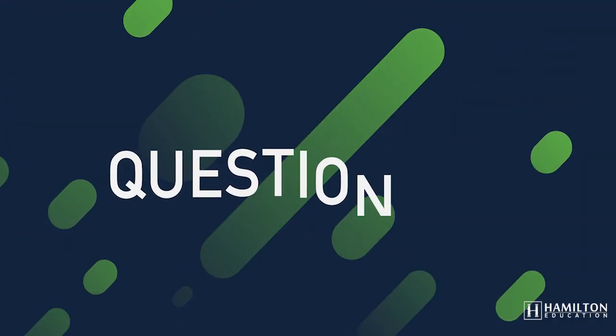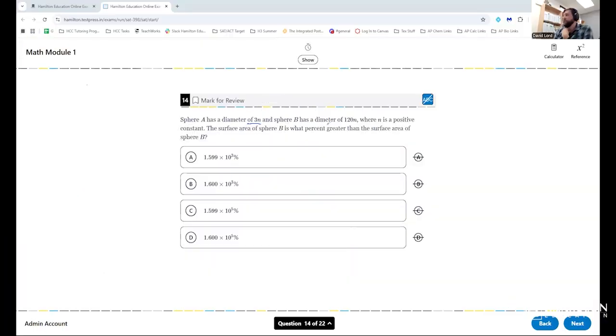Sphere A has a diameter of 3n, and sphere B has a diameter of 120n. Okay, so definitely very big numbers here. Also, it says diameter, and it says n is a positive constant. The surface area of sphere B is what % greater than the surface area of sphere A?